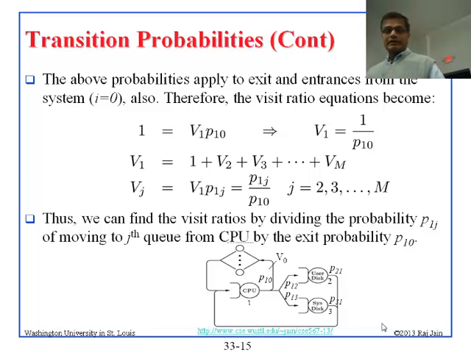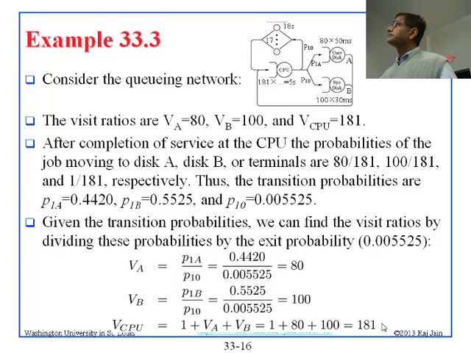Simple math actually, but we will not use visit ratios. We will not use probabilities, so forget that one for the moment. Here is an example of the same thing, the transition probabilities, where I'm giving you these probabilities. P1A is equal to 0.44, P1B equal to 0.55, P10 is 0.05. So what are the visit ratios? Basically, I've given you these three numbers. You divide by the one going outside, that would be number 1. And therefore, you get 80 and 100 as before.